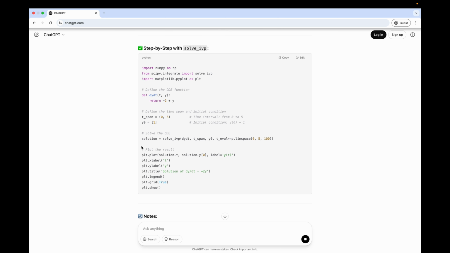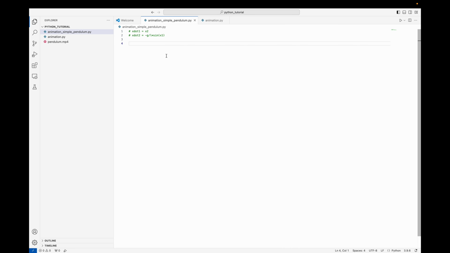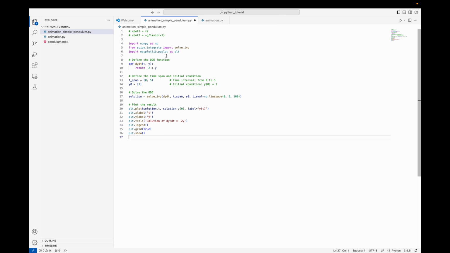Okay, great. ChatGPT gave me a simple example. This is the differential equation they're solving with the initial condition, and that's how they solved it. I'll copy that into my code, and I want to edit it to be able to solve this differential equation up here in the comments. Okay, so importing NumPy, importing SciPy, this is going to help me integrate, and matplotlib to plot.